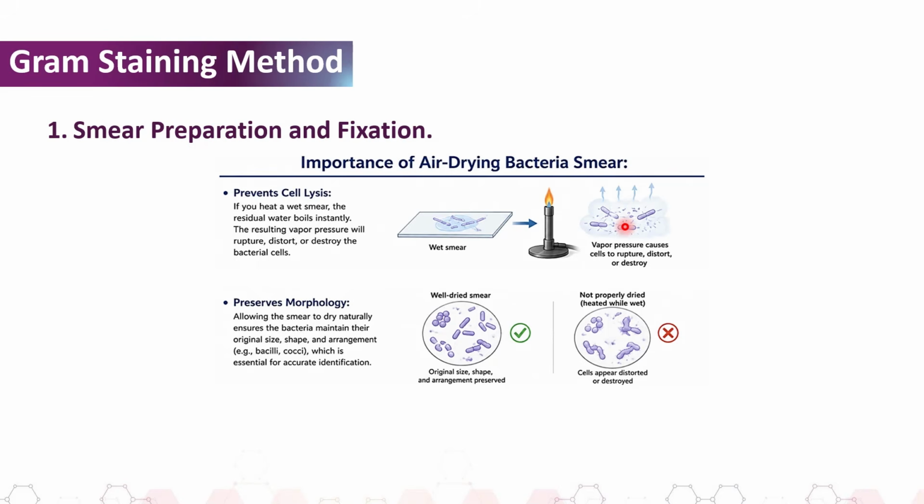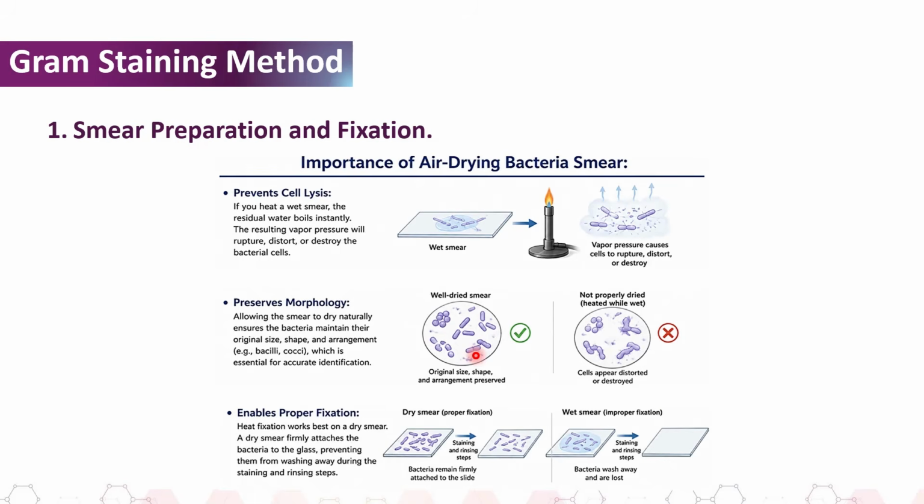Two is to preserve the bacterial morphology. This is because allowing the smear to dry completely ensures that the bacteria maintain their original size, shape, and arrangement, which is essential for accurate identification. And three is to enable proper fixation. One key thing that we have to notice is that heat fixation works best on a dry smear. This is because a dry smear firmly attaches the bacteria to the glass, preventing them from washing away during the staining and the reagent steps.